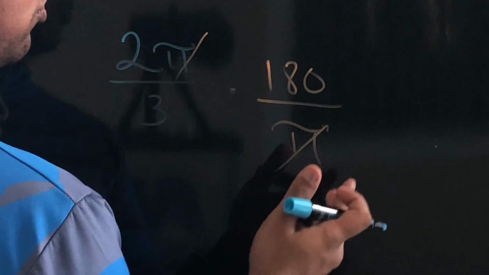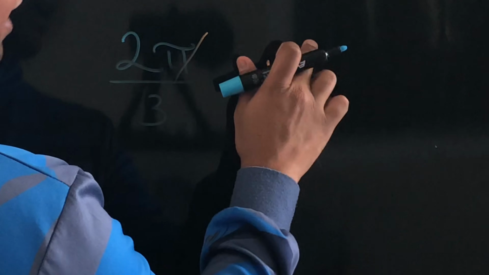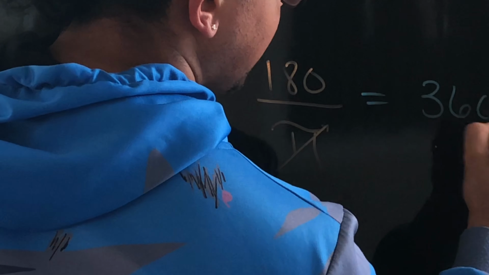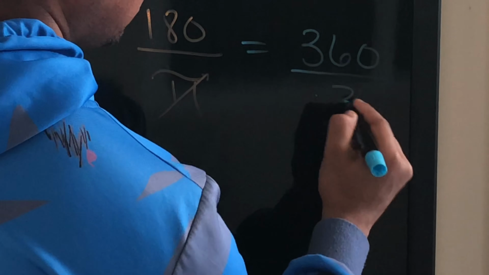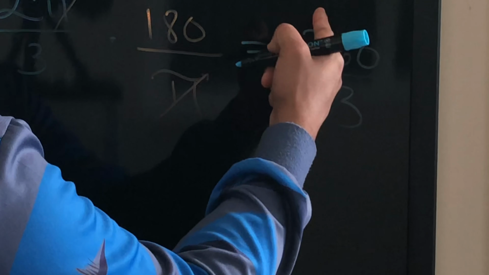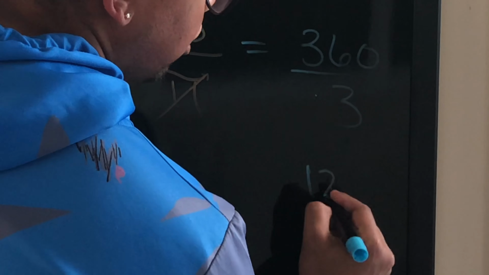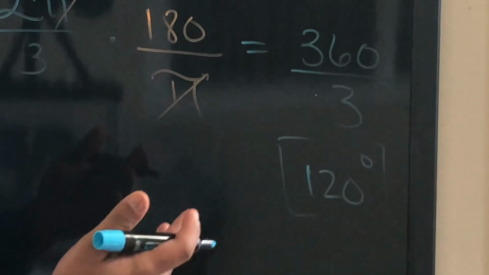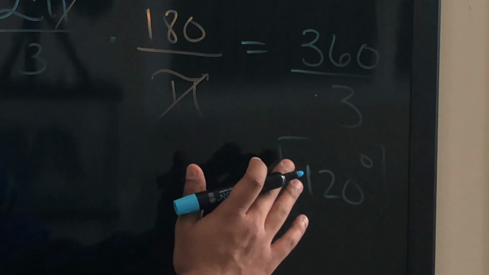Now, this is what you can do. You can simplify this by multiplying 2 times 180, which gives you 360, right? And then this becomes 1, so 3 times 1 is 3. If you reduce this, 360 divided by 3 is what? 120. So you're going to get 120 degrees. This is your answer. If you want to do it that way, that's perfectly fine. Or you can do it this way, where it will equal the same thing.